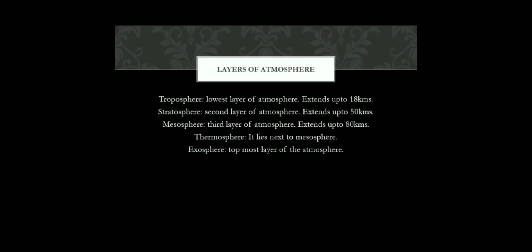Thermosphere. Thermosphere layer lies next to the mesosphere. In this layer, temperature rises drastically. It is also called ionosphere, as the gas atoms are ionized due to very high temperature. The ions found in this layer help in reflecting radio waves.